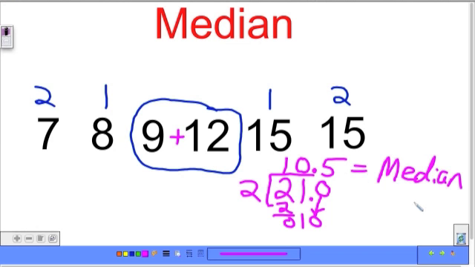That's the one number. Basically what you're doing is finding the halfway point between 9 and 12. And that would be 10 and a half, or 10.5. So that would be your median. Remember, whenever you have 2 numbers in the middle, you have to add them together and divide by 2 in order to find the one median.